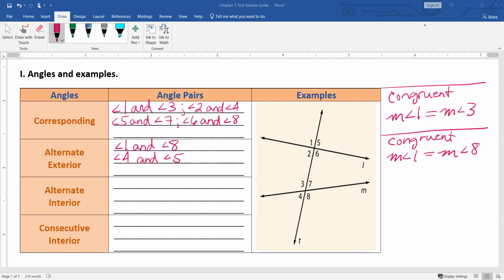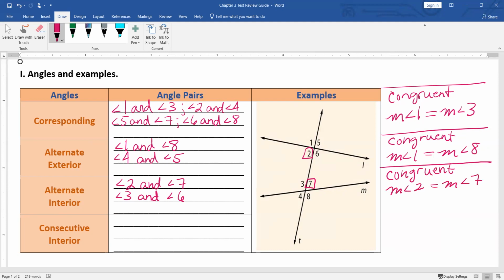Alternate interior: we have interior angles alternate on opposite sides of the transversal. Those are angle 2 and angle 7, and then angle 3 and angle 6 are also alternate interior. Alternate interior angles are also congruent when the other lines are parallel. So the measurement of angle 2 would be equal to the measurement of angle 7.